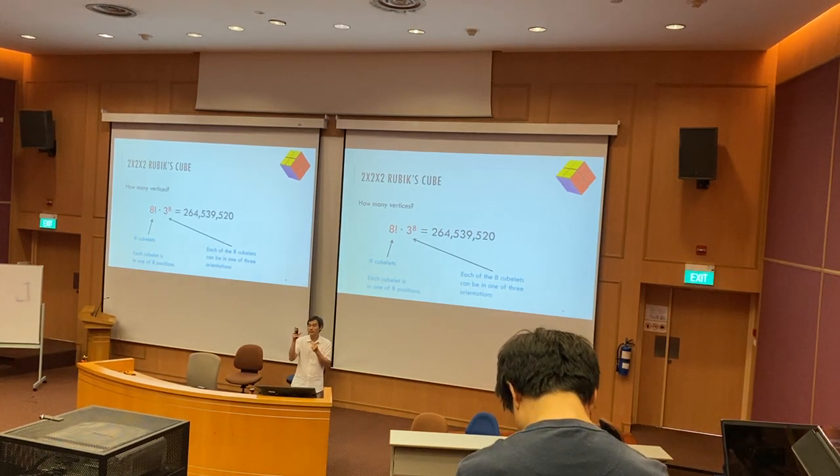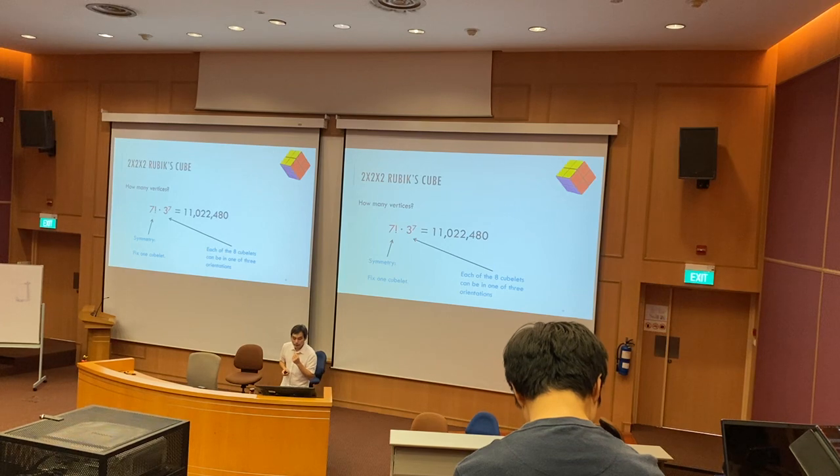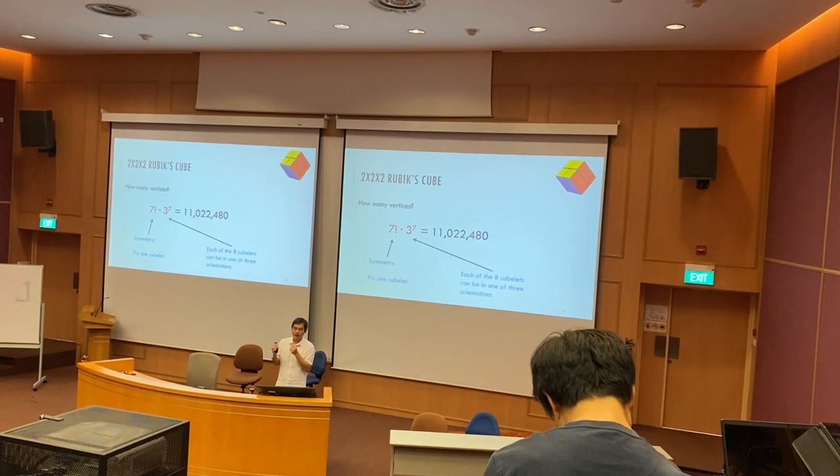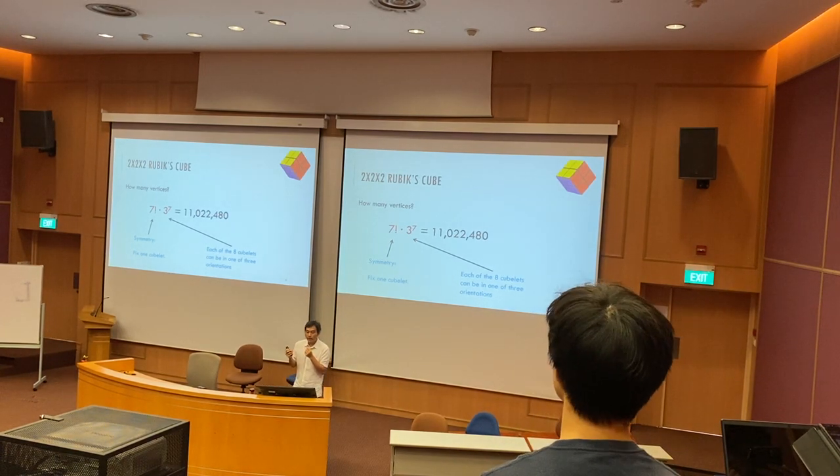So there are 3 possible facings in each of the cubelets. You can reduce this a little bit by considering symmetry. So why can you consider symmetry?